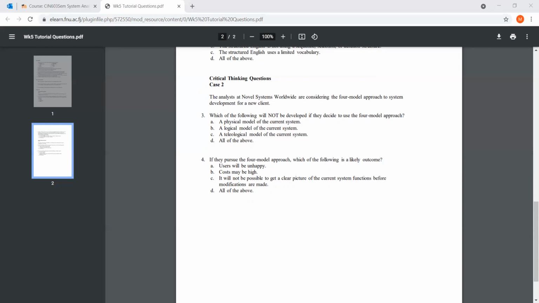Now, generally, in a model structure, there are only two ways in which you can describe a model. It's physical and logical. Teleological model, there's no such thing as a teleological model. So it says which of the following is not. The correct answer is C, a teleological model of the current system.